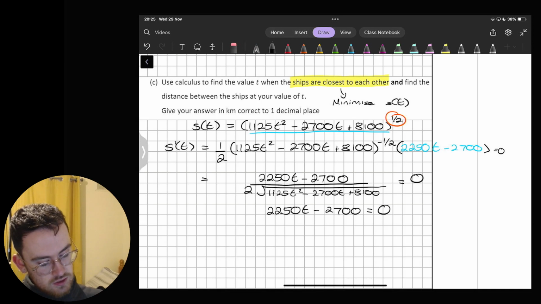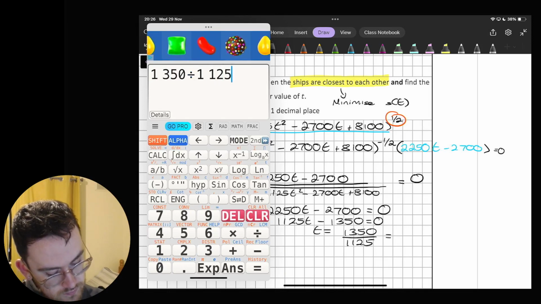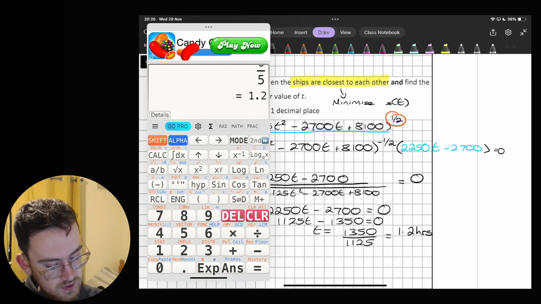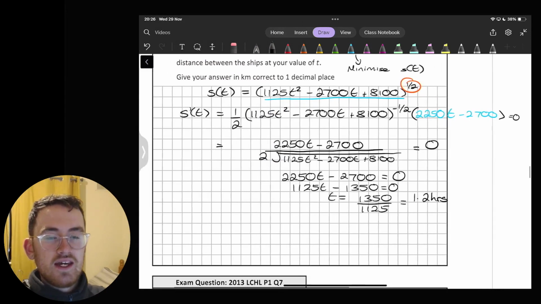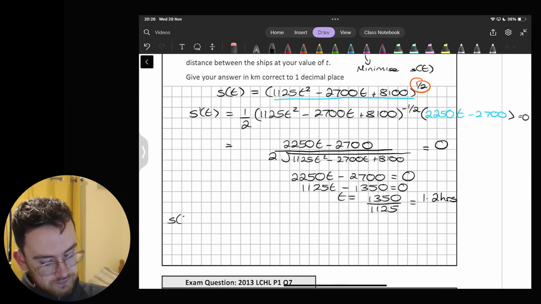Let's divide across by 2 there. 1125t minus 1350 equals 0. So t is equal to 1350 over 1125. And let's see, does that break down to anything smaller for us? 6 over 5 or 1.2. 1.2 hours. So after 1.2 hours, my two ships are as close as they are going to be. So let's find the distance between them at that time of 1.2 hours.